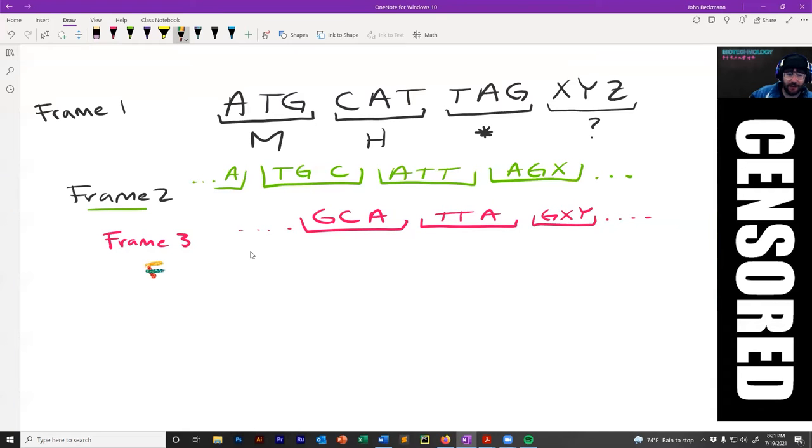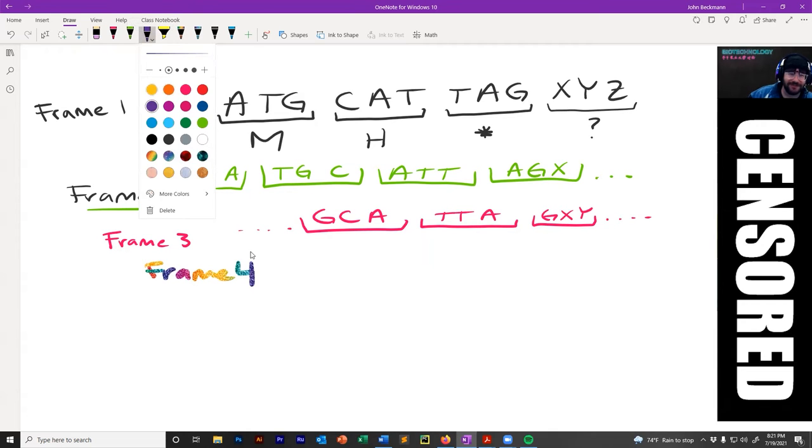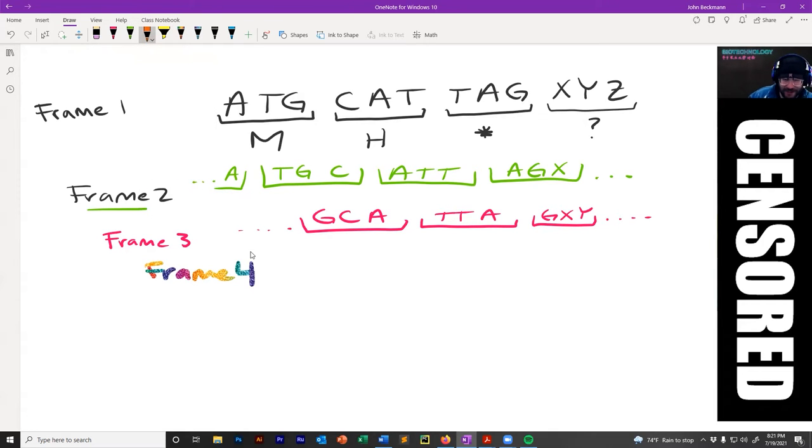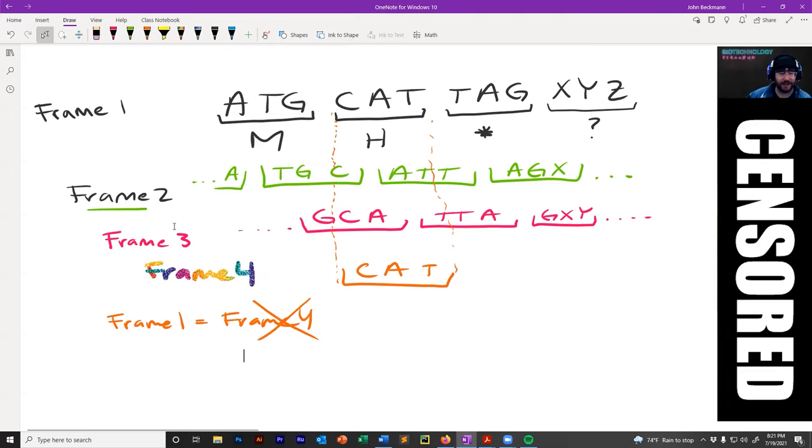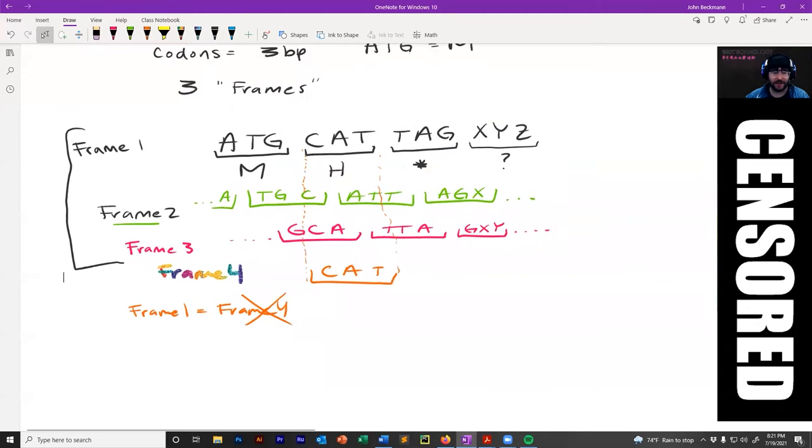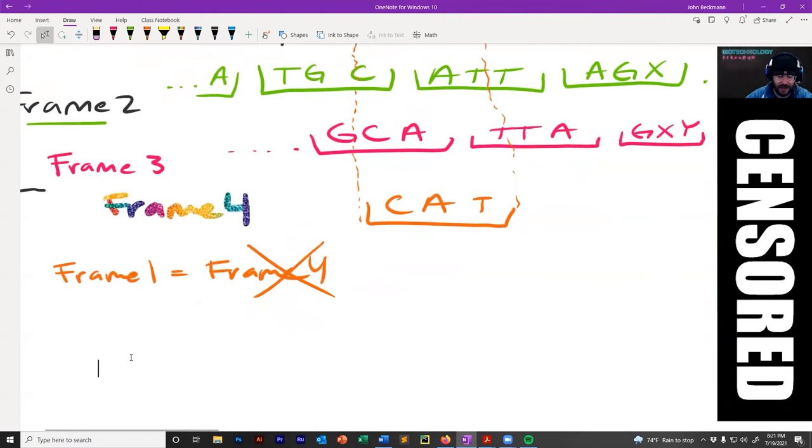Let me show you why. Frame four is CAT, which is the exact same frame as frame one. So frame one equals frame four, so frame four doesn't exist. There are three frames, frame one, frame two, and frame three. There are three frames to read DNA.